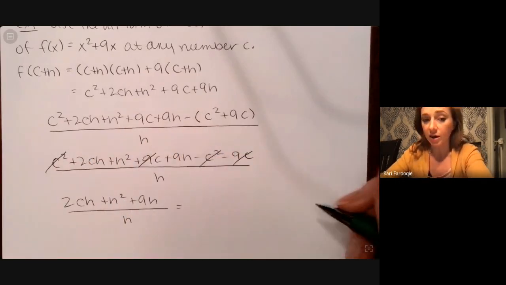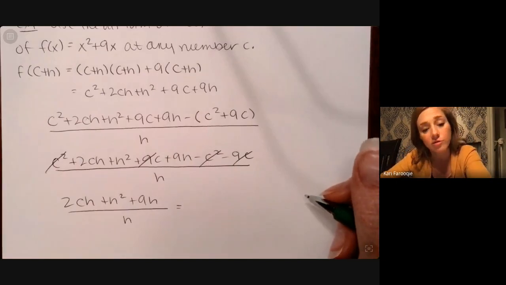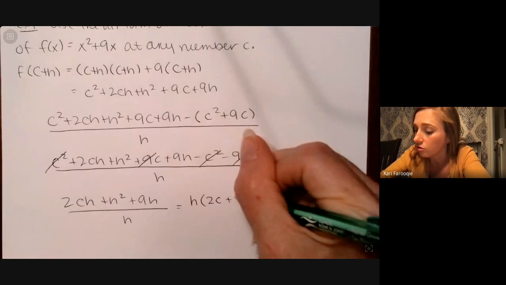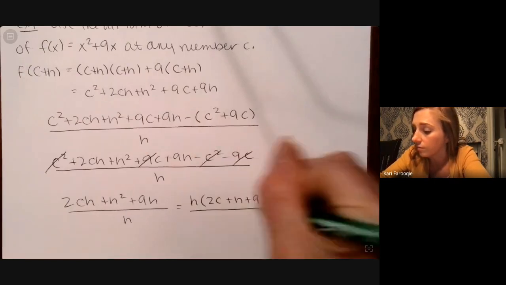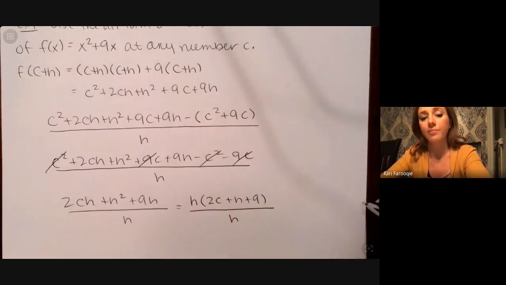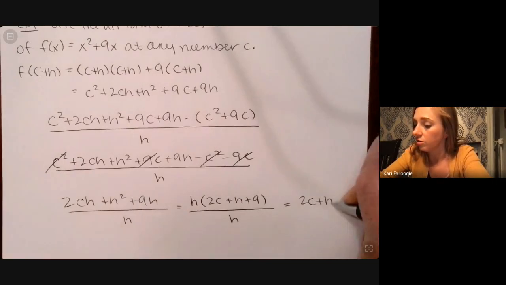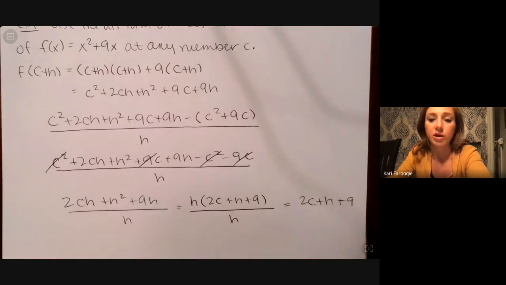And in this case, we have an h in every single term. You can go ahead and cancel it out. If you feel more comfortable factoring and then canceling, then do that. Factor an h out of the numerator. And then what you'll have left is 2c plus h plus 9.